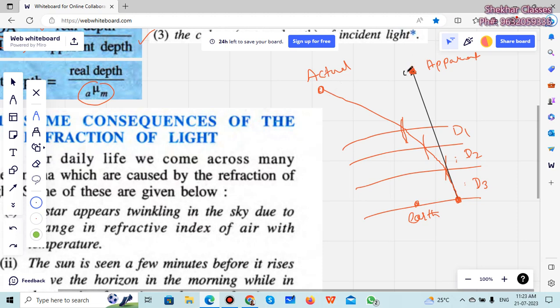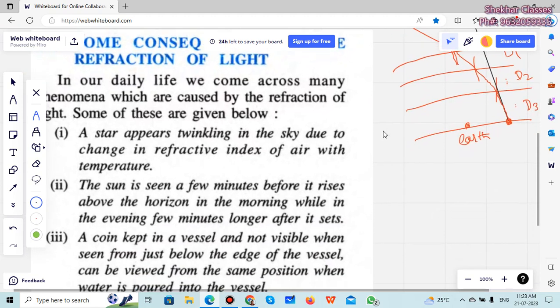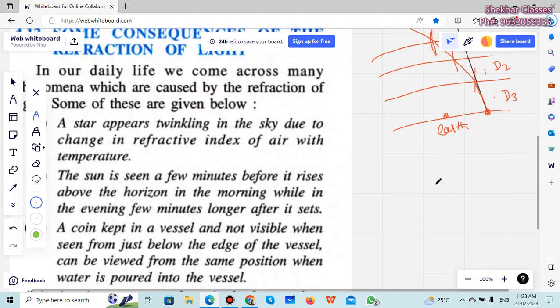So it will look as if it is here, and at the next point of time it will look as if it is here. Can you see that? So almost at the same place, right? It is here, here, here. So for us, if you see that continuously, it will look like twinkling. Is that okay? Now the sun is seen a few minutes before it rises.